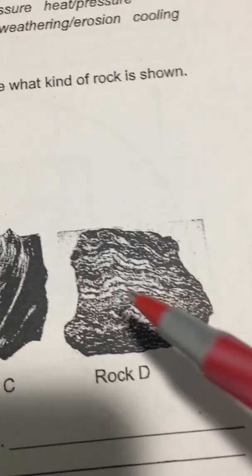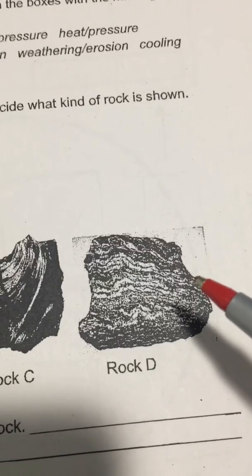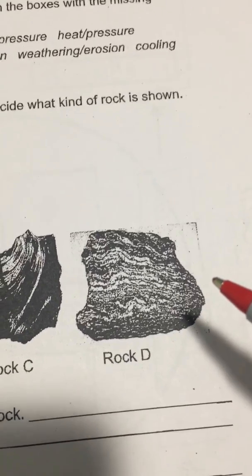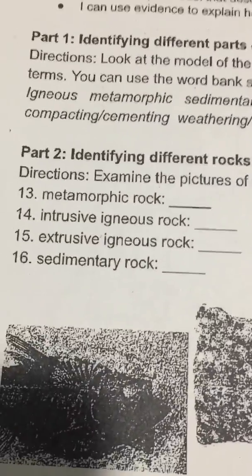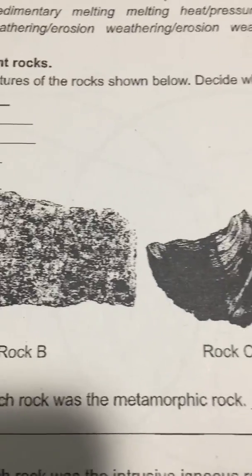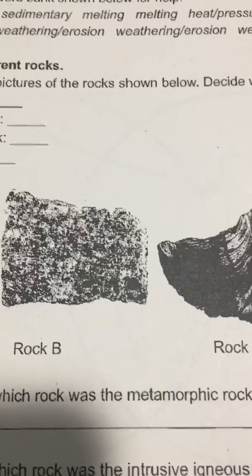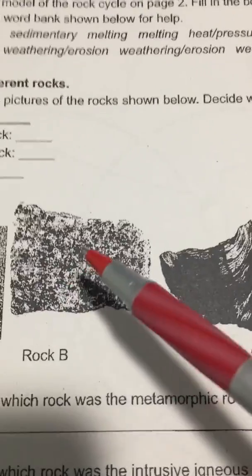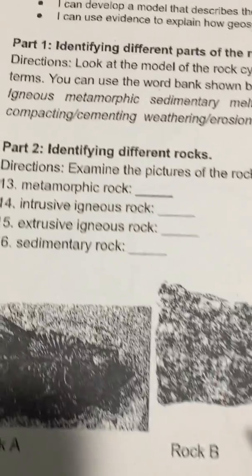Most likely would be this rock with the wavy layers to it, because it went under heat and pressure, and that's what kind of flattened it out and bent it with the change in temperature. So rock D would be metamorphic. Which rock would be intrusive igneous? Well, the igneous rocks are right there in the middle. Intrusive means it formed inside the earth, and when that happens, it cools off slowly, resulting in much larger crystals, which is what you see here with rock B.